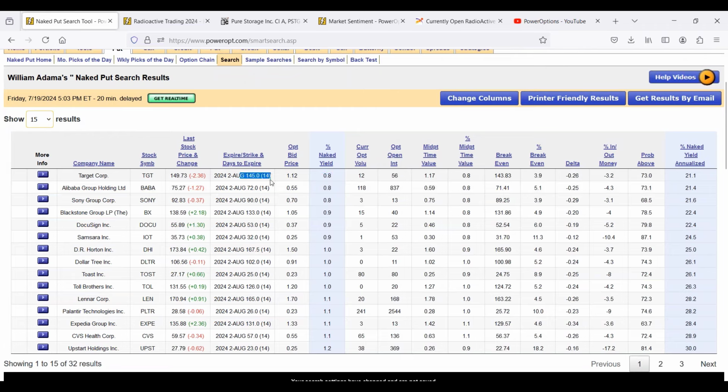149.73, the 145 put, 14 days away. What are we? We're 3.2% of the money. 73% probability the stock would be above the price. And it's a 0.8% naked yield for 2 weeks. I'm sorry, 2 weeks was silly.